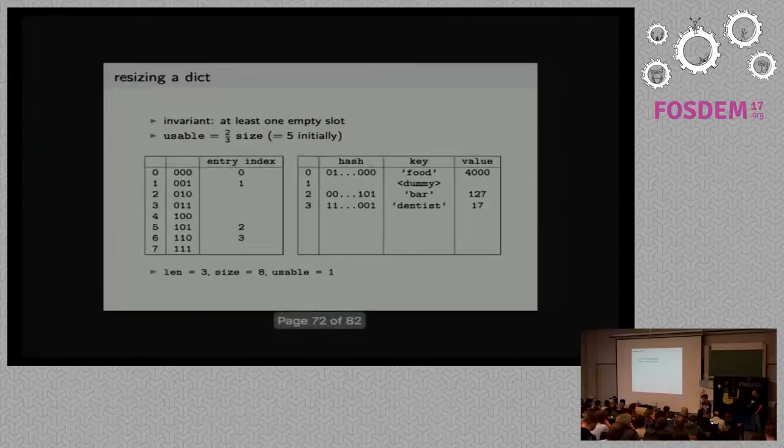So if we take a look at the current state, the length is 3 because we have foo, bar, and dentist. The size is 8 because we can have up to 8 indices. And the usable fraction is 1 because we have 4 items in the entries. The keys take some space.